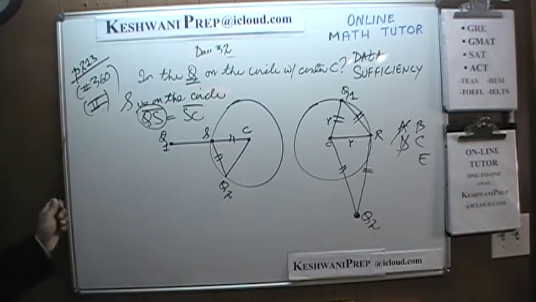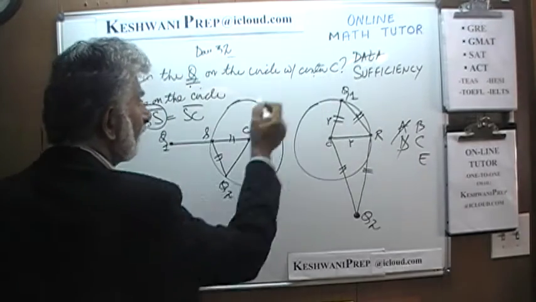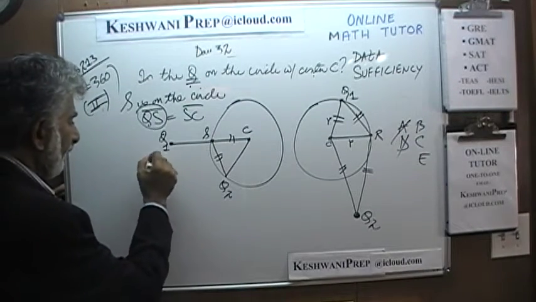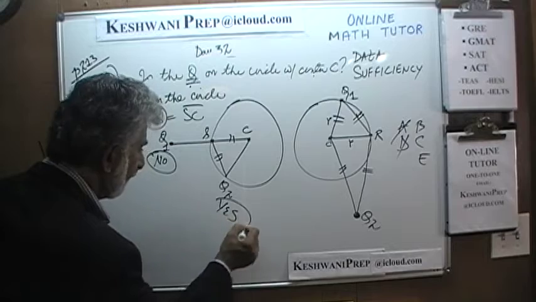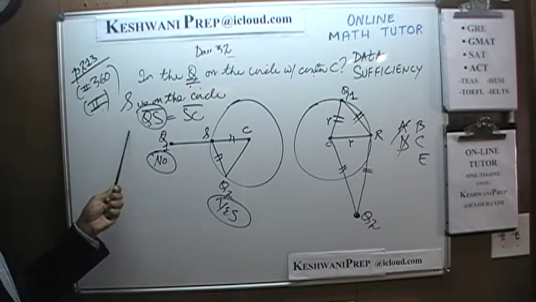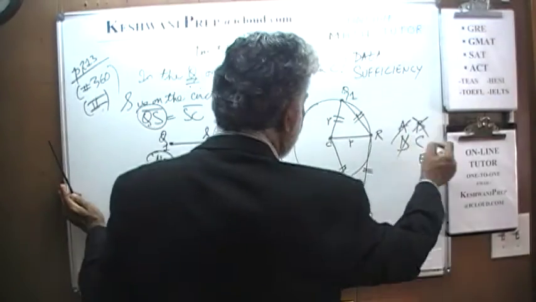So in this scenario, is Q on the circle? The answer is no, it's not. Is Q on the circle? The answer is yes, it is. Second statement does not do the job. The second statement by itself is not enough.